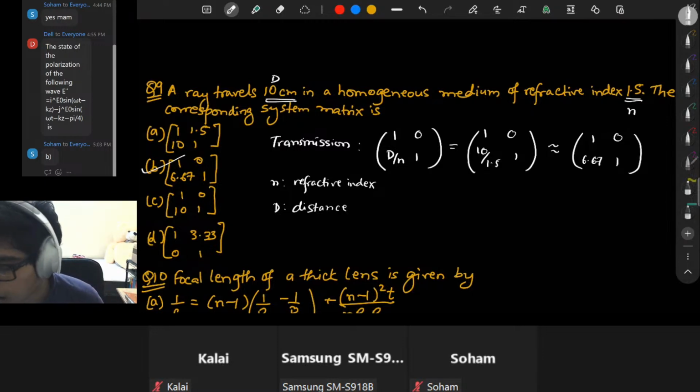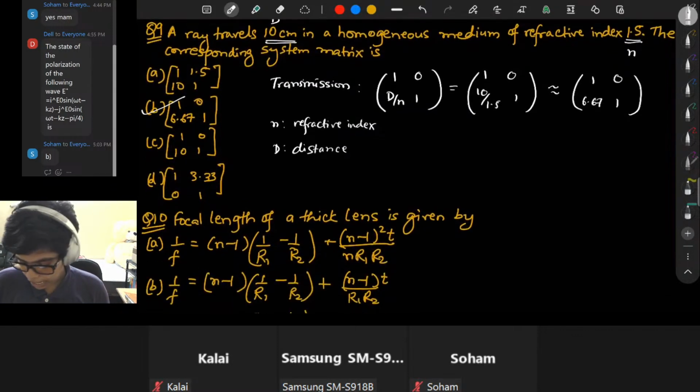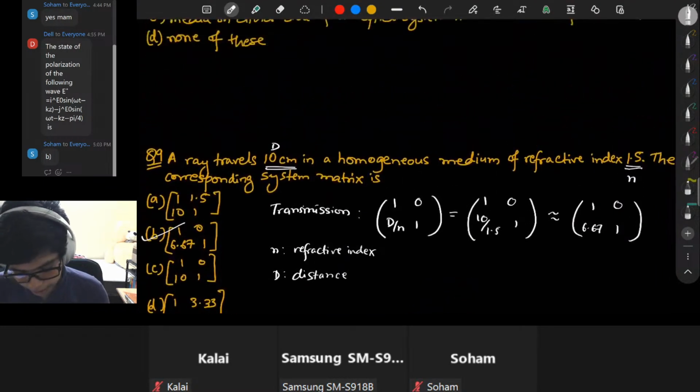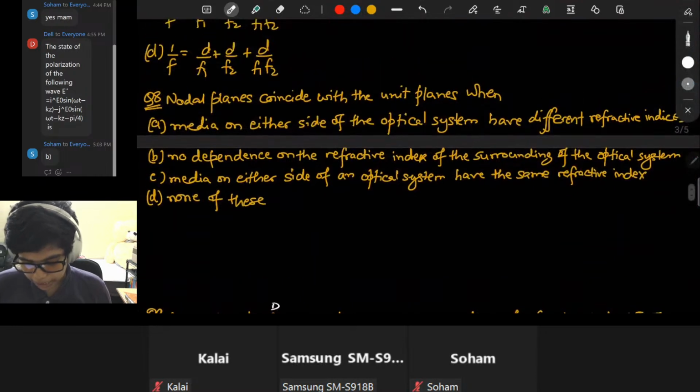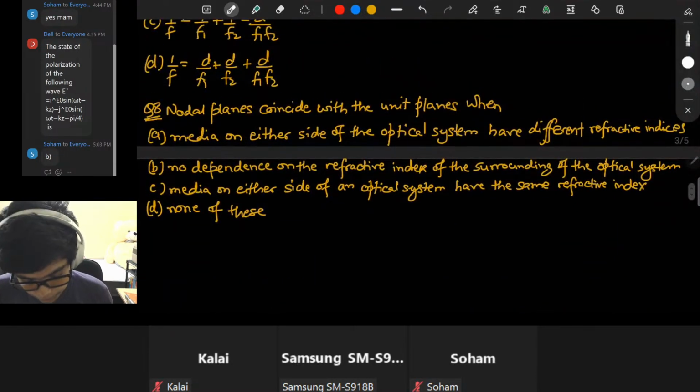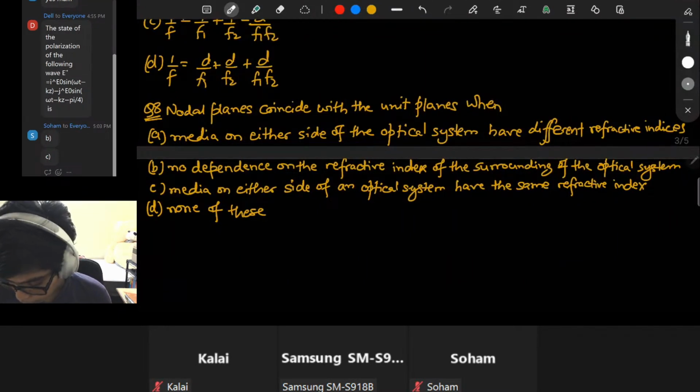As someone has rightly answered in the chat box, option B is the correct option for this particular question. And maybe I can do question 8. This is also a short and sweet question. Nodal planes coincide with the unit planes when: A, media on either side of the optical system have different refractive indices; B, no dependence on the refractive index of the surrounding media; C, media on either side of the optical system have the same refractive index; or D, none of these. The correct option, as again someone rightly answered, is option C.